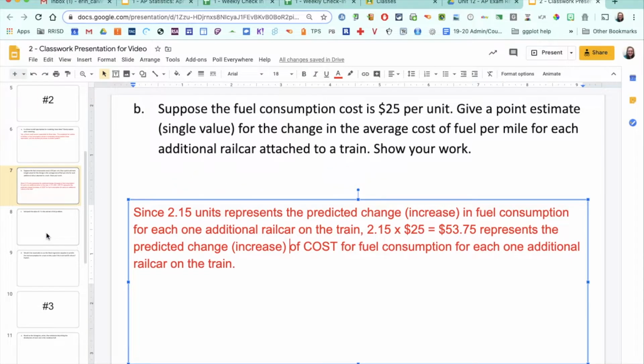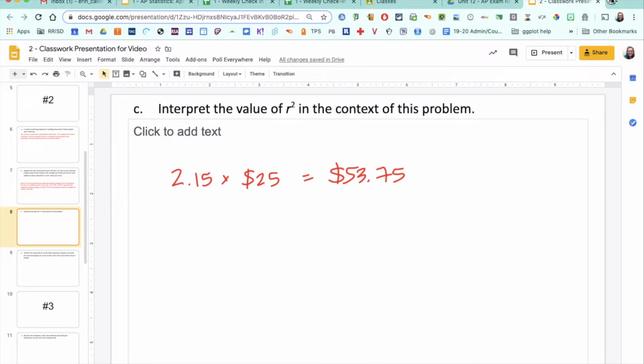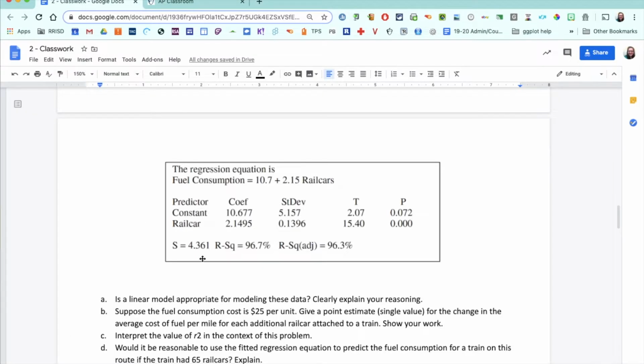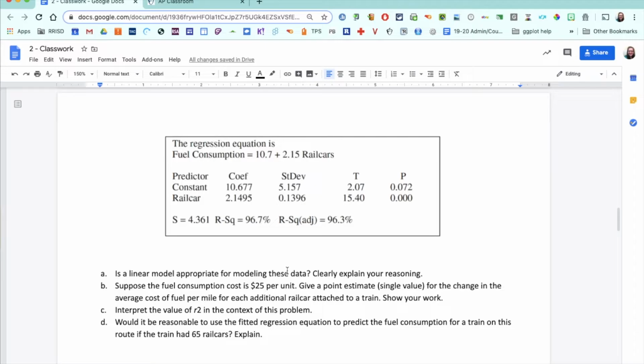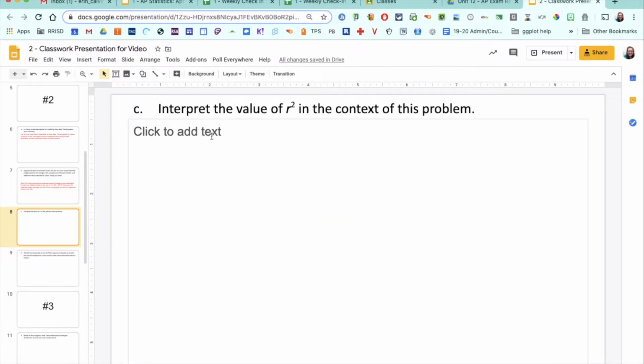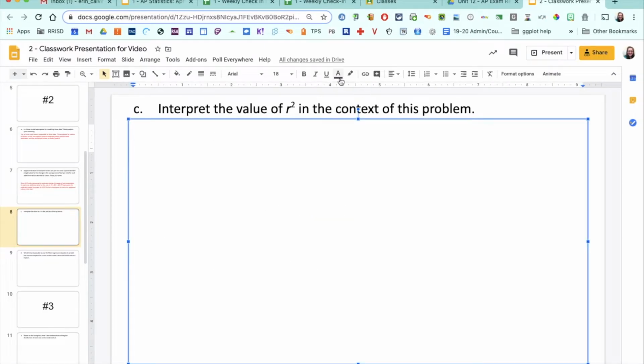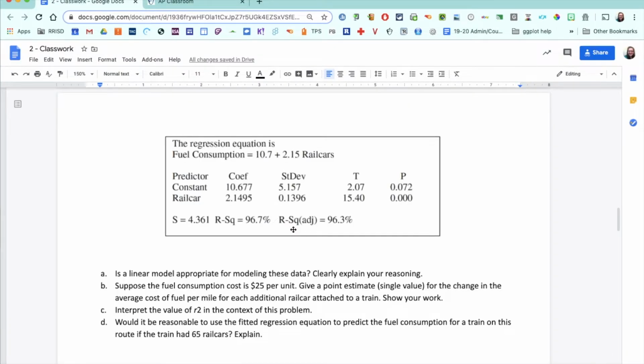Part C is asking us to interpret the value of r squared in the context of the problem. So the r squared value that we were given was 96.7%. If you go back to your little cheat sheet, r squared represents the percent of the variation in your y variable that can be explained by this linear model for x versus y.